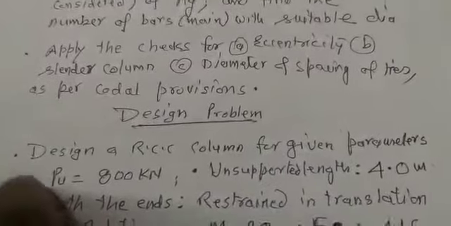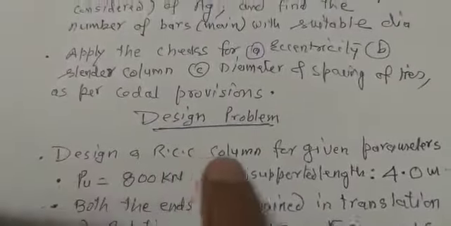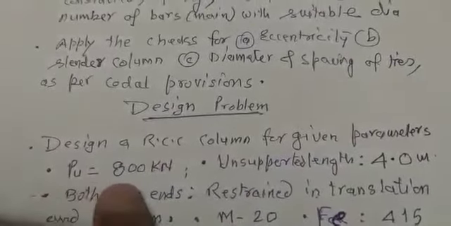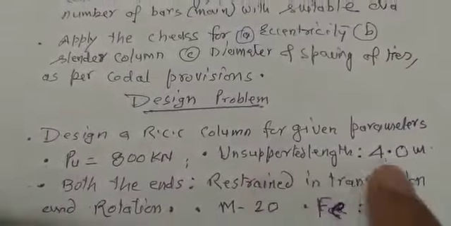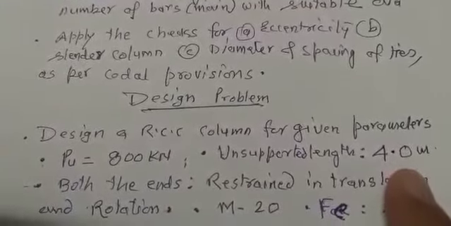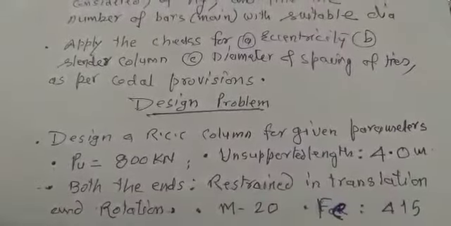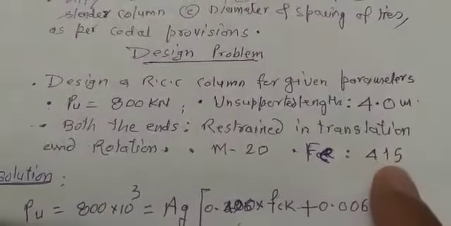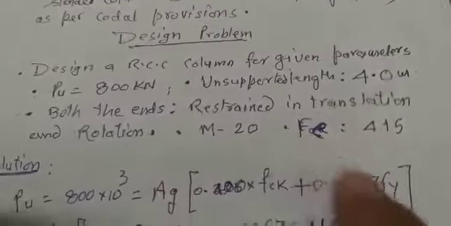Design problem. Now we will design an RCC column for the given parameters, where the axial load is given as 800 kN. The unsupported length of the column is taken as 4 meters. Both ends are restrained in translation as well as in rotation, using M20 and Fe415. That is nothing but fck and fy.